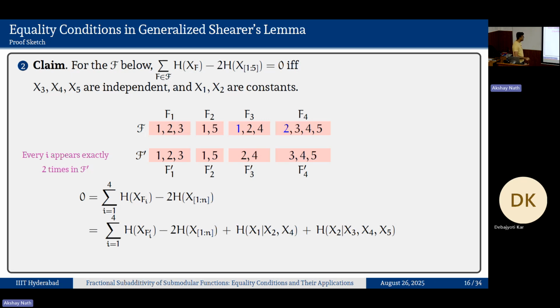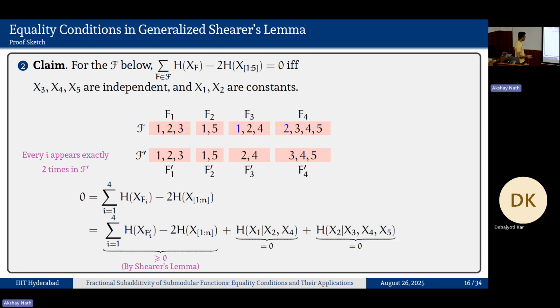Whereas this one tells me that all elements are independent. When all elements are independent, I know that this one will be 0. And each of them is a strictly positive quantity, so each of them has to be 0. So here what I get is h of x1 conditional on x2, x4 is 0. That means x1 is dependent on x2, x4. And here I get that x1 is independent of x2, x4. So both of them together tell me that it is a constant.